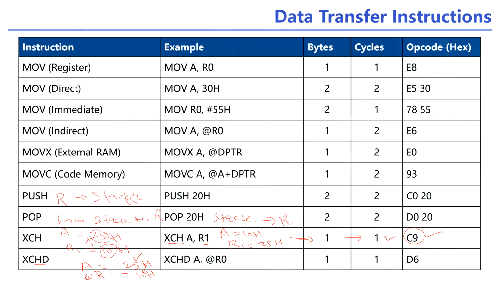So after execution of this, the A value is now 20H and @R0 equals 15H. Only this value changes because we are using the digit here. Digit is nothing but the lower nibble will be exchanged. This is a 1 byte instruction and the execution time is 1 machine cycle. The opcode is D6 for this instruction, right? Now we can move on to the next instruction.